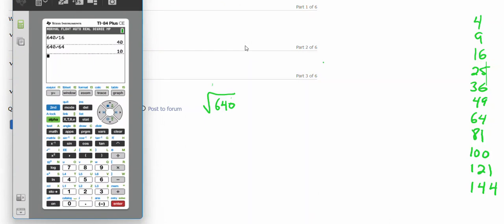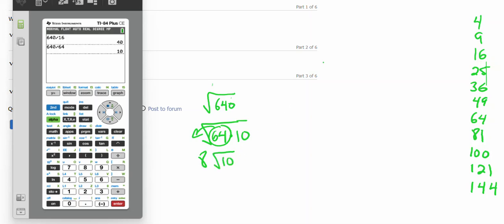So if we've got 640, I'm going to rewrite this with the bigger one first. So this would be 64 and 10. So the square root of 64 times 10. Okay, now 64 gets to come out as 8. So there we go, our answer is 8 root 10.